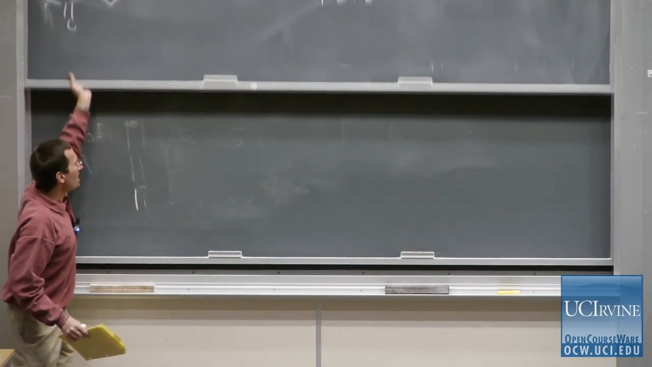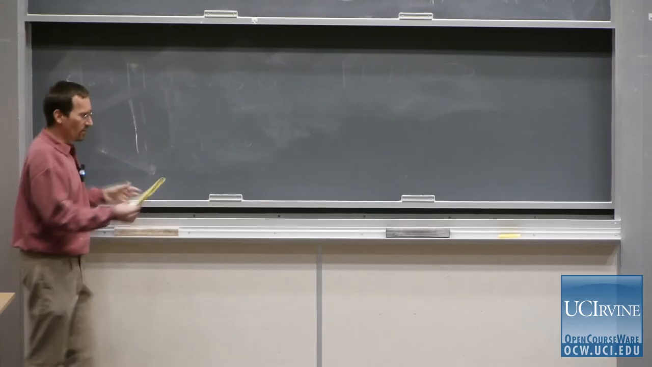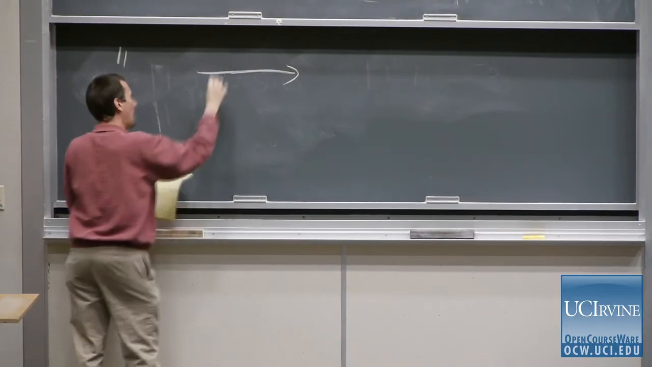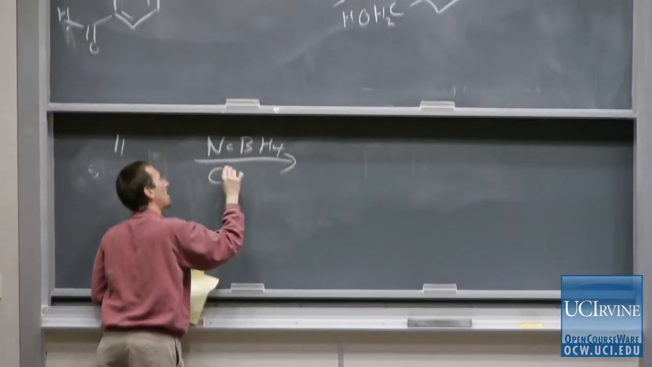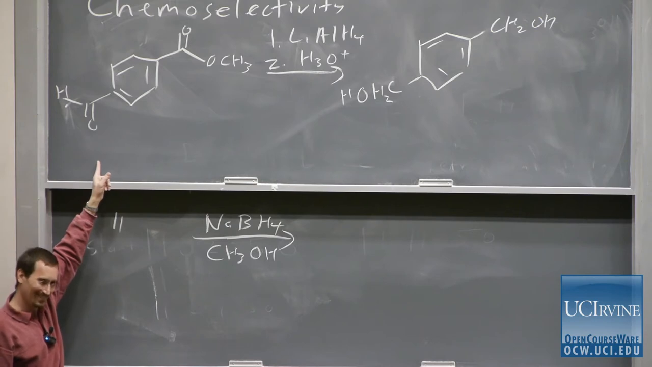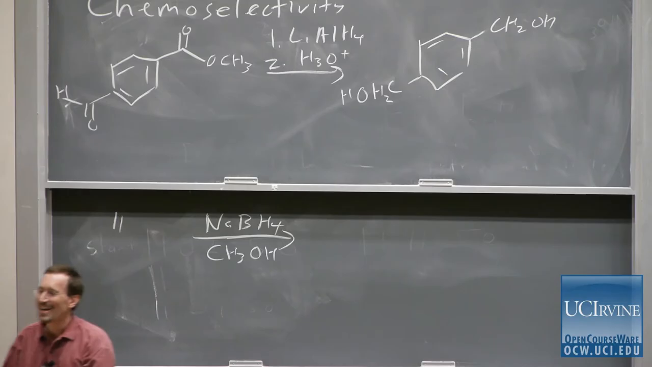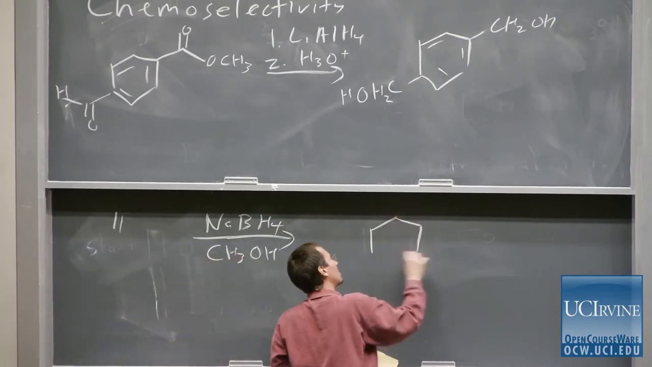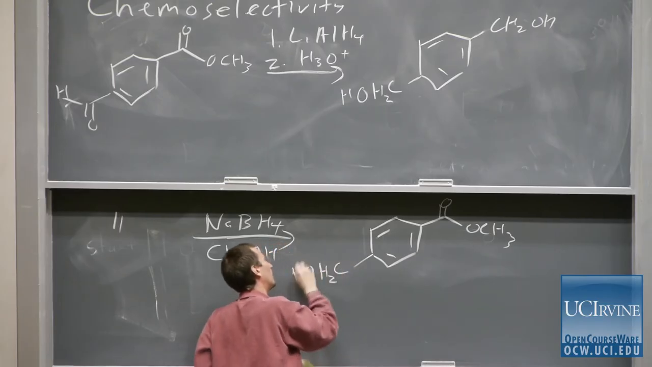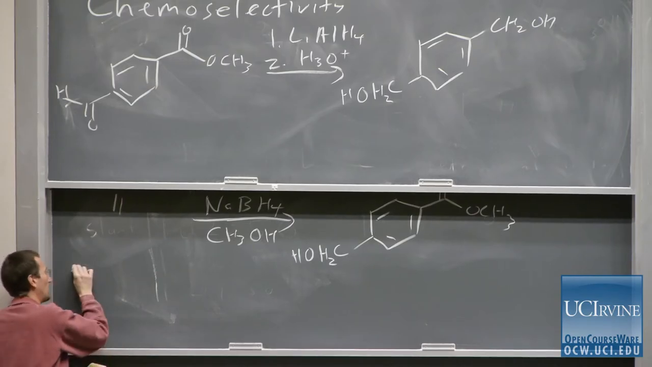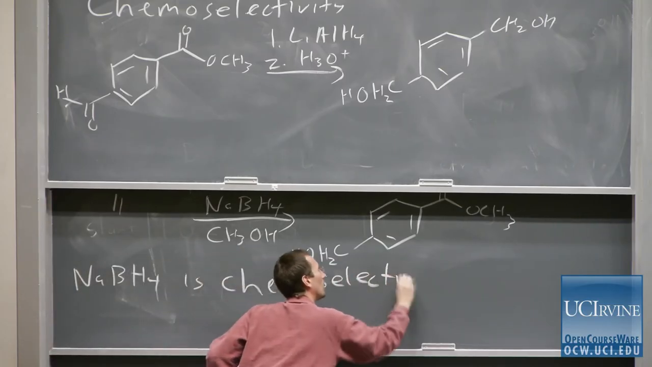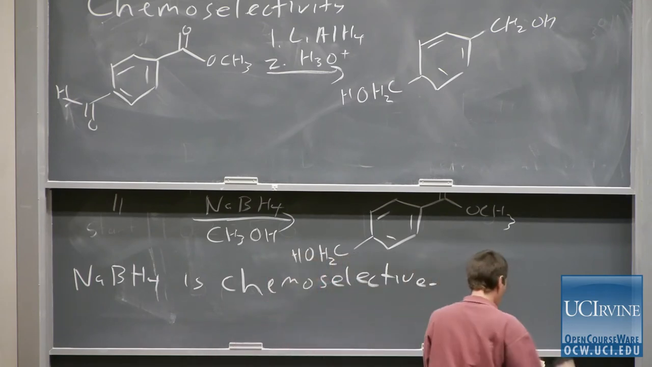Now, conversely, if we take a milder reducing agent like sodium borohydride, then we do get selectivity. So I'll just write ditto mark for the reactant here, and then I'll write sodium borohydride. Typically, people use alcohol solvents like methanol for sodium borohydride reduction. If we carry out the reaction of this ester aldehyde with sodium borohydride, then we will selectively reduce the aldehyde group without reducing the ester group. We say that sodium borohydride is chemoselective. It reduces aldehydes, and I might add ketones, but not esters.